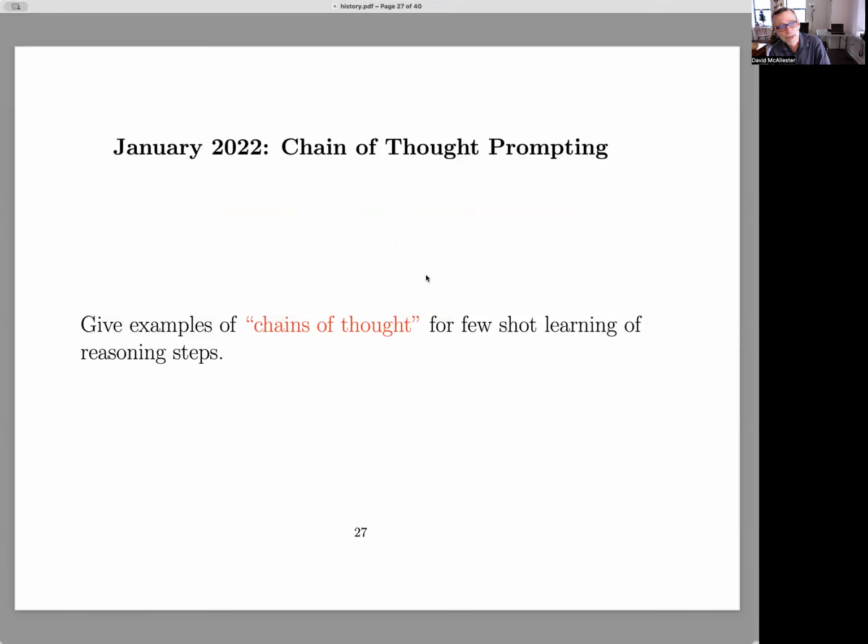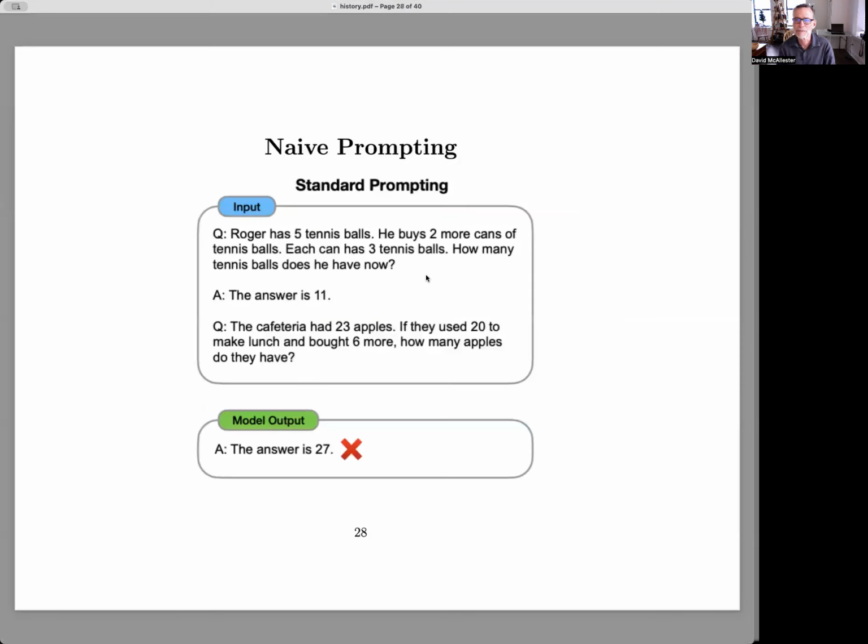Okay, in January 2022, chain of thought appears. So chain of thought is a way of prompting language models. So this is the way this works. This is question answering in number problems. So Roger has 5 tennis balls. He buys 2 more cans of tennis balls. Each can has 3 tennis balls. How many tennis balls does he have now? And the answer is 11.